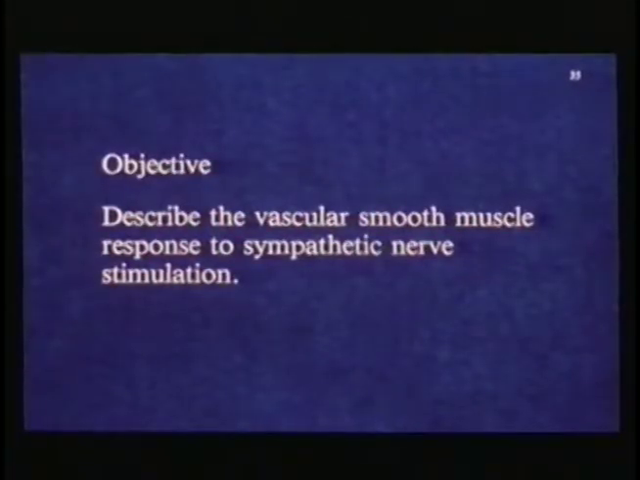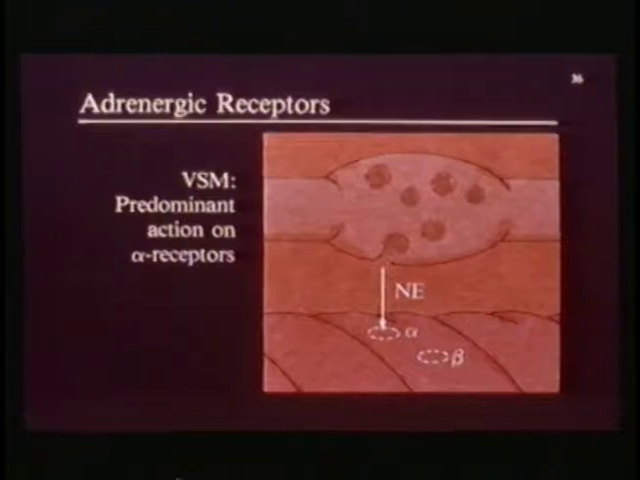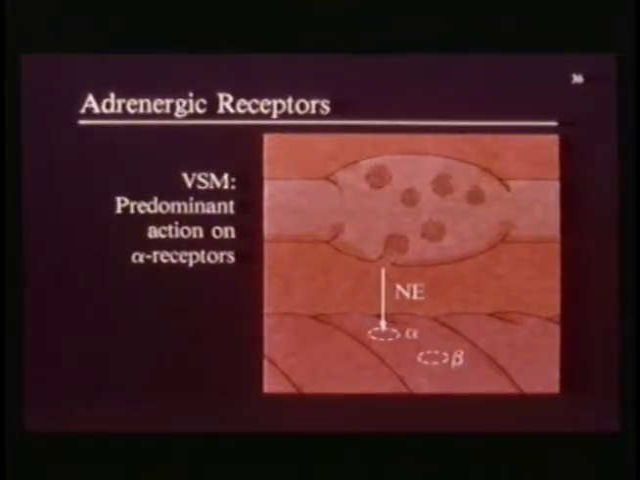35. Your next objective is to be able to describe the vascular smooth muscle response to sympathetic nerve stimulation. 36. When norepinephrine is released from the sympathetic nerves of blood vessels, it activates adrenergic receptors in the smooth muscle membrane. There are two major types of these receptors, alpha receptors and beta receptors. In vascular smooth muscle, the predominant action of norepinephrine is on the alpha receptors.